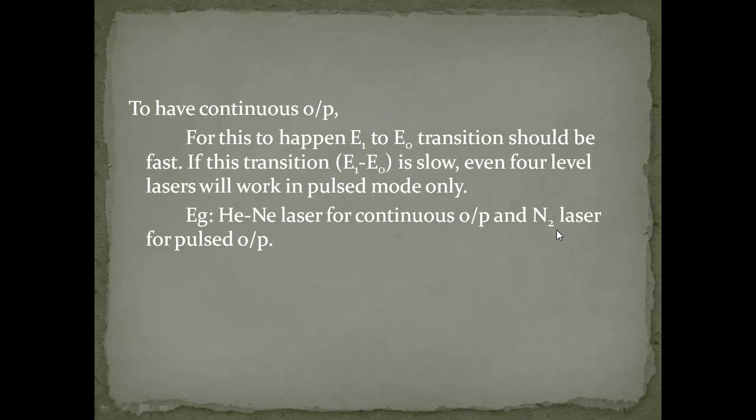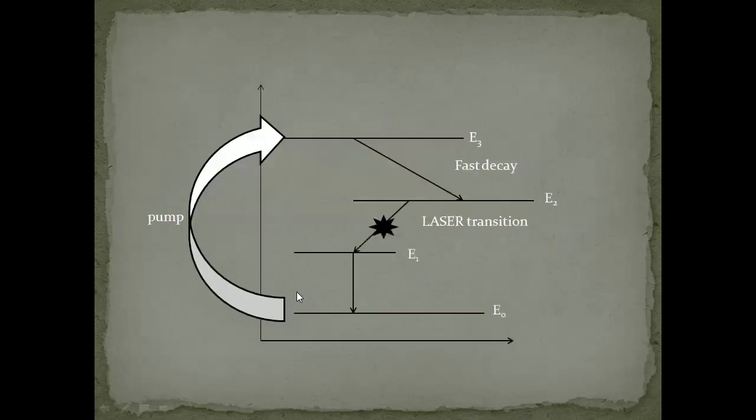Whereas the N2 laser is also a 4-level scheme. But we are going to get pulsed output, because the energy level transition from E2 to E0 will be a metastable state. If this is a metastable state, the process will become slower. So the output will be a pulsed one.